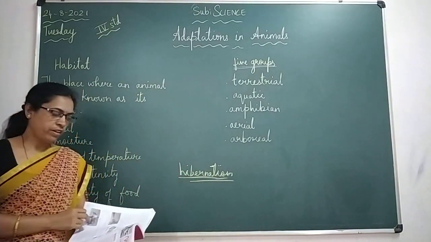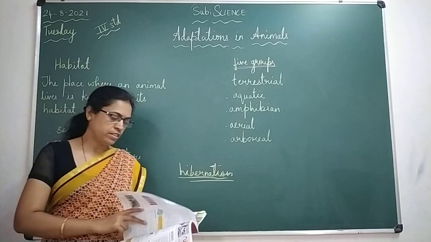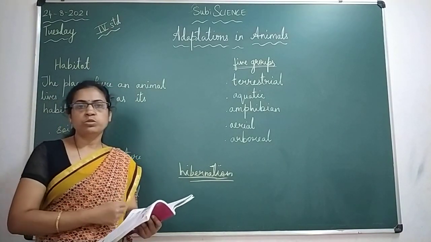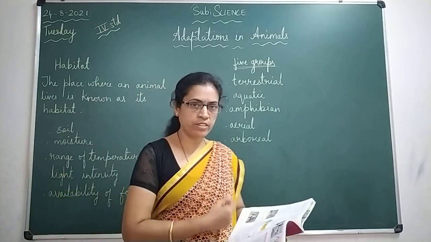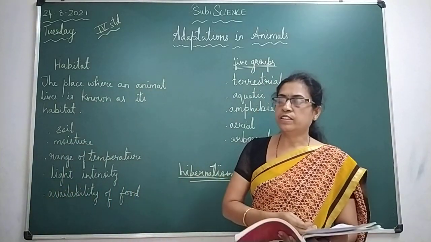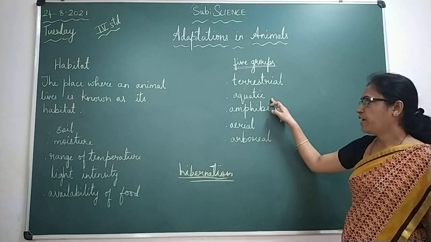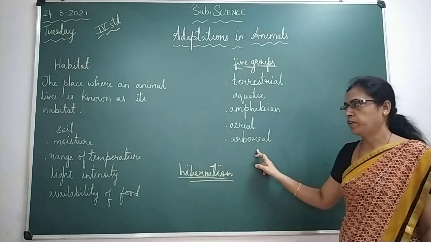Okay, I hope you have understood, children. So these are the animals which live on land and how they adapt themselves to particular conditions, we have learned. In the next class, let us learn about the aquatic animals, amphibians, aerial and arboreal. Okay children.